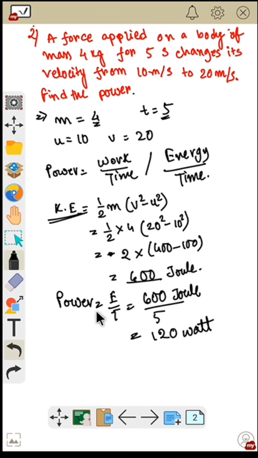So in this class we have discussed what is power and what are the units of power, and we have also discussed 2 types of numerical. Although there are so many types of numerical, you should practice them at home. Many types of books are present nowadays online also, so you can go for that and practice different types of numerical which will help you in future.